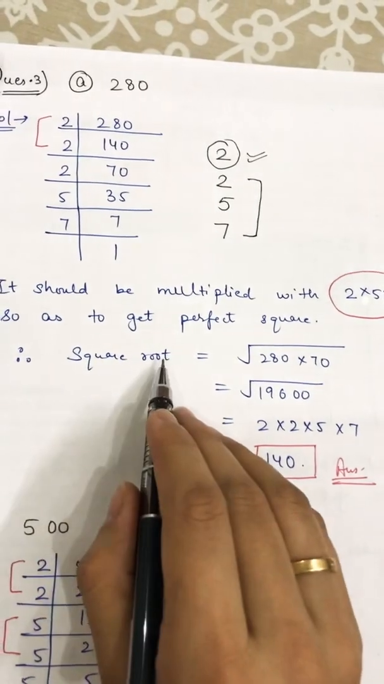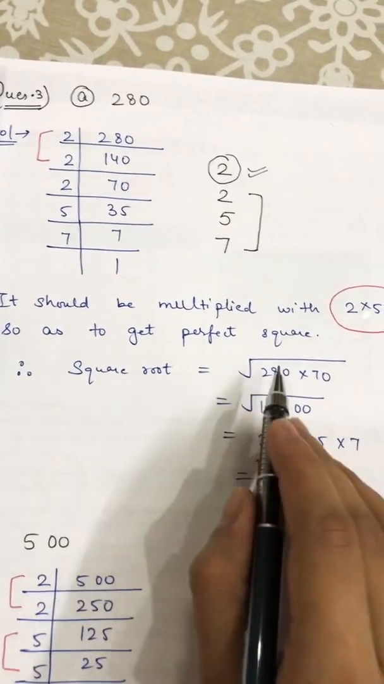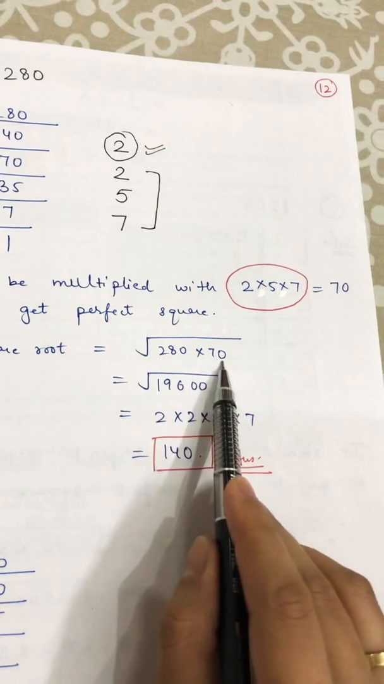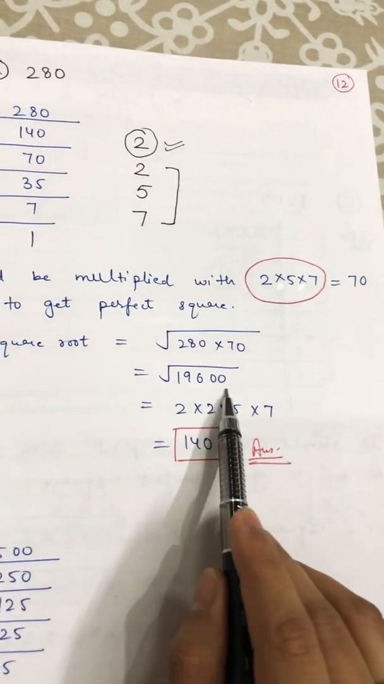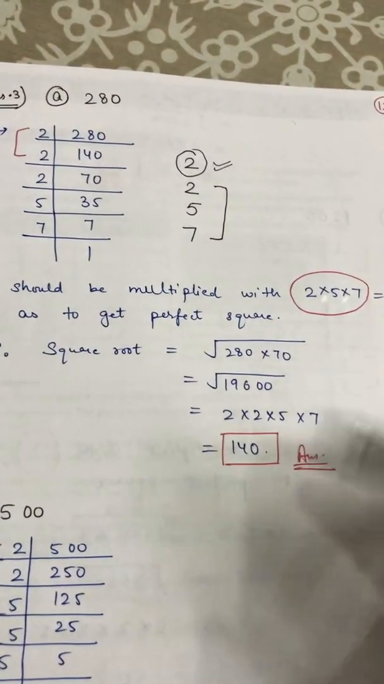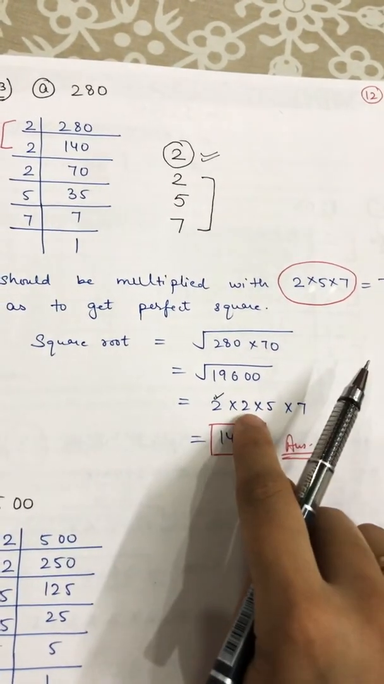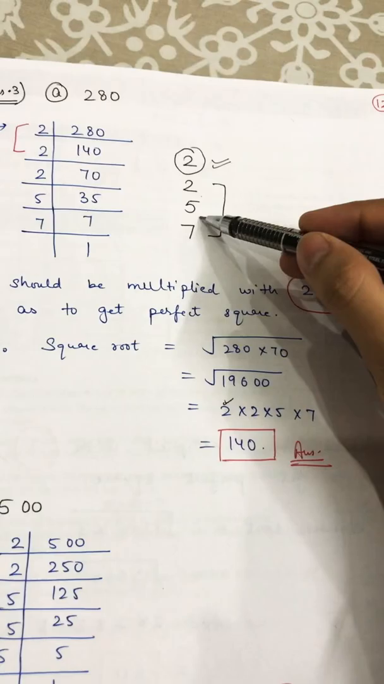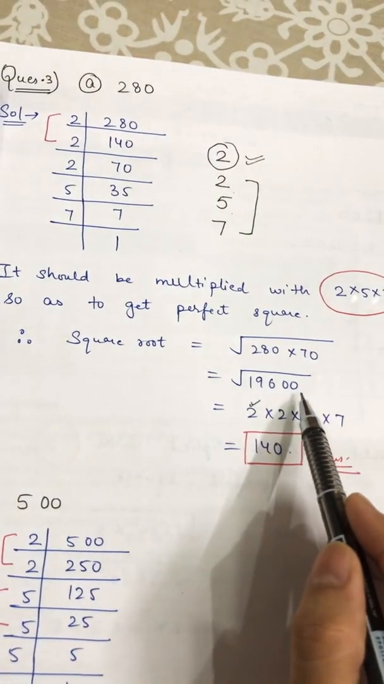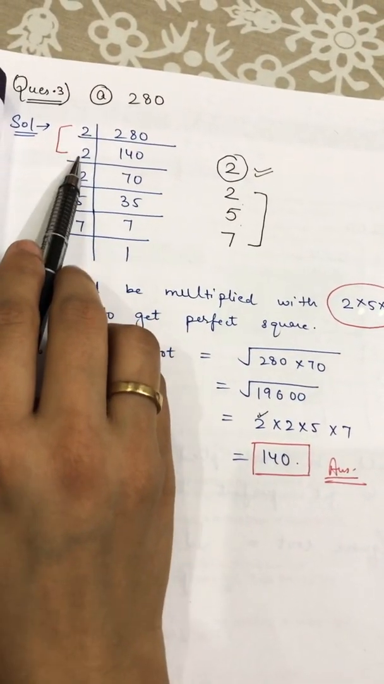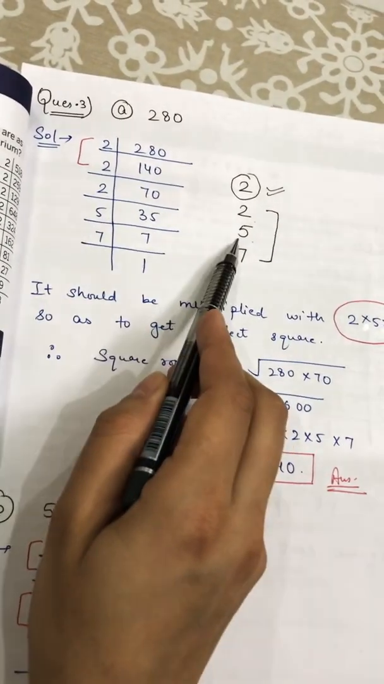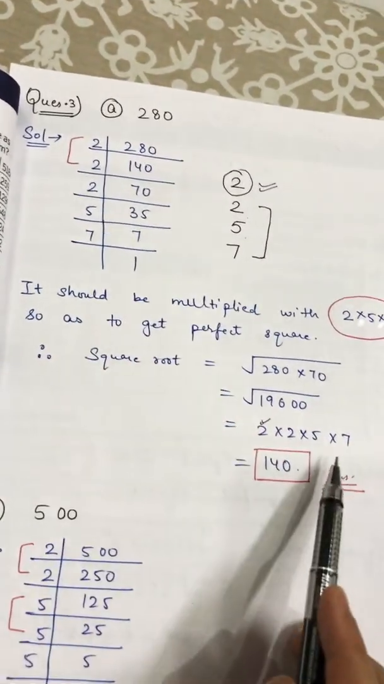Okay, now we have to take out the final square root. The statement is 280 multiplied with 70, which equals 19600. Now take out the square root of 19600. One pair is this 2, 2, next 2 is this 2, next 5 is this 5, and next 7 is this 7. So the square root of 19600 is: 2 times 2 means single 2, 2 times 2 means single 2, 2 times 5 means single 5, 2 times 7 means single 7.